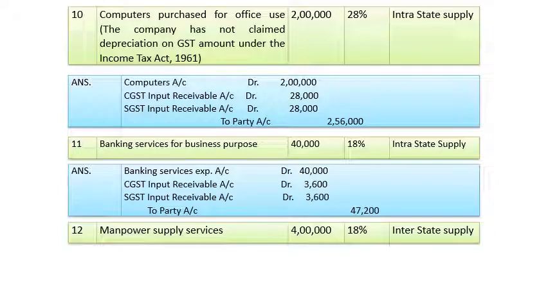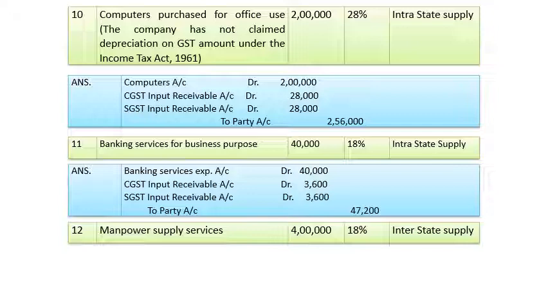So here the simple entry is banking service expense account debit 40,000, CGST input receivable account debit 3,600 as it is an intrastate supply, SGST input receivable account debit 3,600, to party account 47,200. So it is a banking service for business purpose, so that is why credit is available.